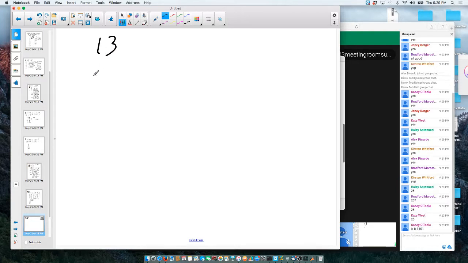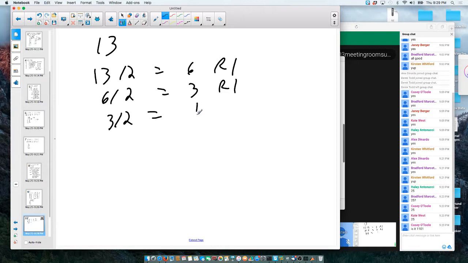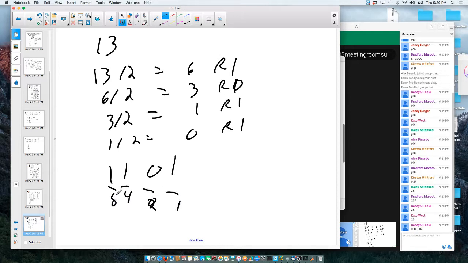So is it 110? I think you're missing a zero. Maybe, yeah. Oh, you're right. 8, 12, 13. So let's see. 13 divided by 2 is 6 with 1 left over. 6 divided by 2 is 3, with no remainder. 3 divided by 2 is 1 with 1 left over. 1 divided by 2 is 0 with 1 left over. 1, 1, 0, 1. And again, if you check your work by converting it back, 8 plus 4 plus 1 is 13. Ta-da. Make sense?